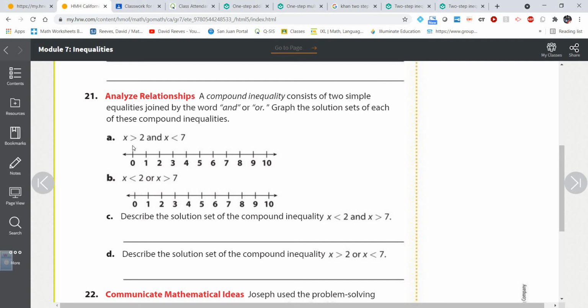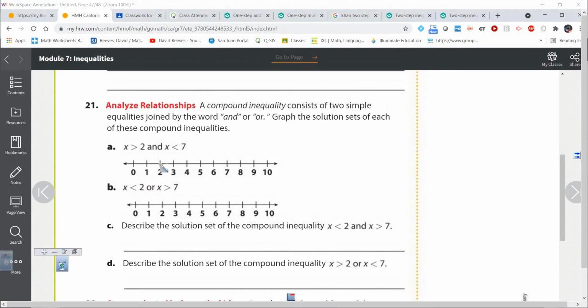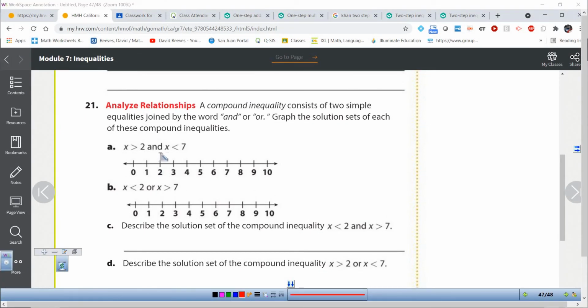So let's take a look at this one. X is greater than 2. Well, if I were to graph x is greater than 2, I'm going to put it up here. That would be an open circle on top. And I'm going to go ahead and go back to my arrow. And that would go that way. That would be x is greater than 2.